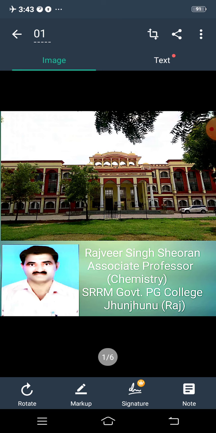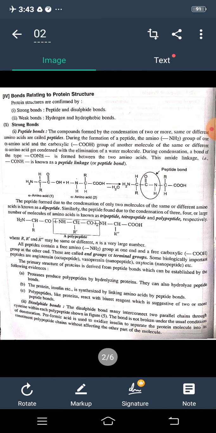Today we will discuss the structure of protein and bonding in proteins. So first of all we discuss bonds related to protein structure. The protein structures are confirmed by strong bonds, peptide and disulfide bonds, and secondly weak bonds, hydrogen and hydrophobic bonds. So first we discuss strong bonds.